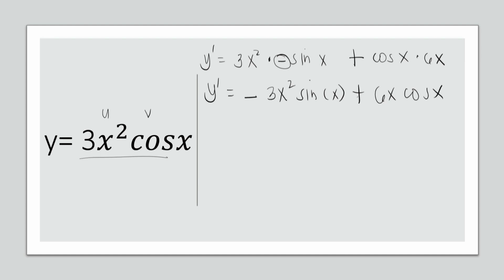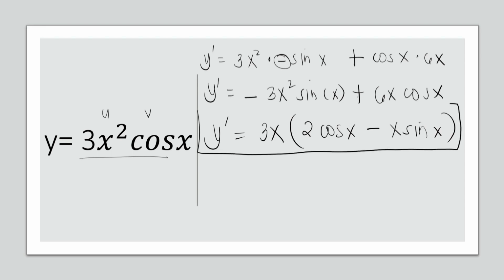So, pwede natin itong i-factor pa, no? Factor out natin si 3x. And then, mas maganda kung positive yung nauna, no? So, 6x divided by 3x, that is 2 cosine x minus 3x squared divided by 3x, so x sine x. Okay, so this is our final answer.